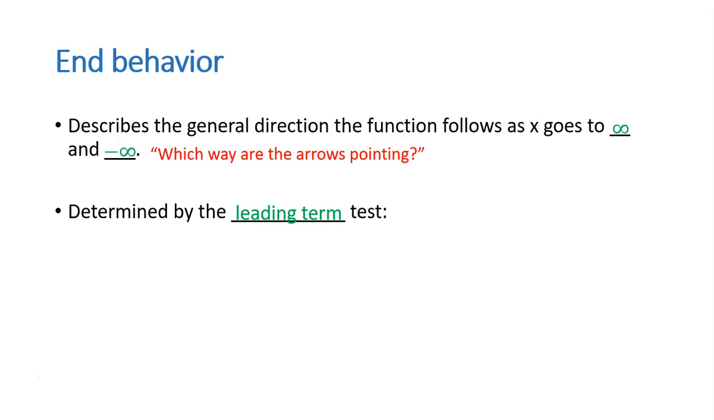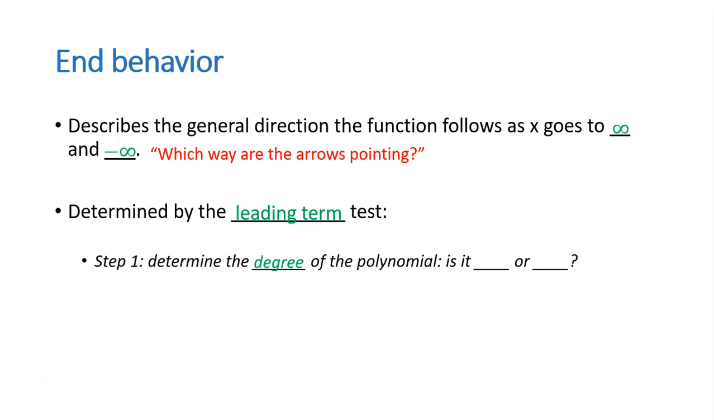So we're going to look at two parts of the leading term. We're going to look at the leading coefficient, and we're going to look at the degree, in other words, the exponent that's on the leading term. So first, determine the degree. In other words, is it even or odd?